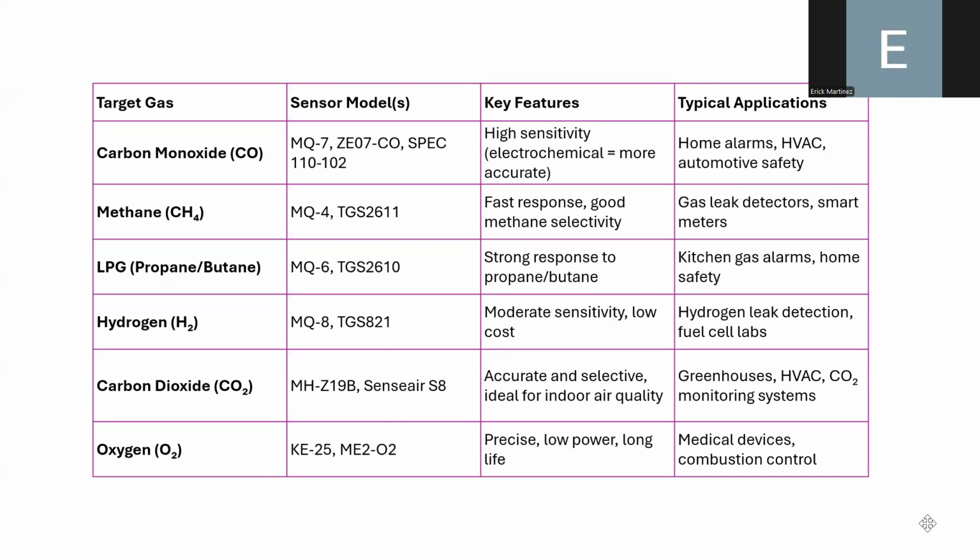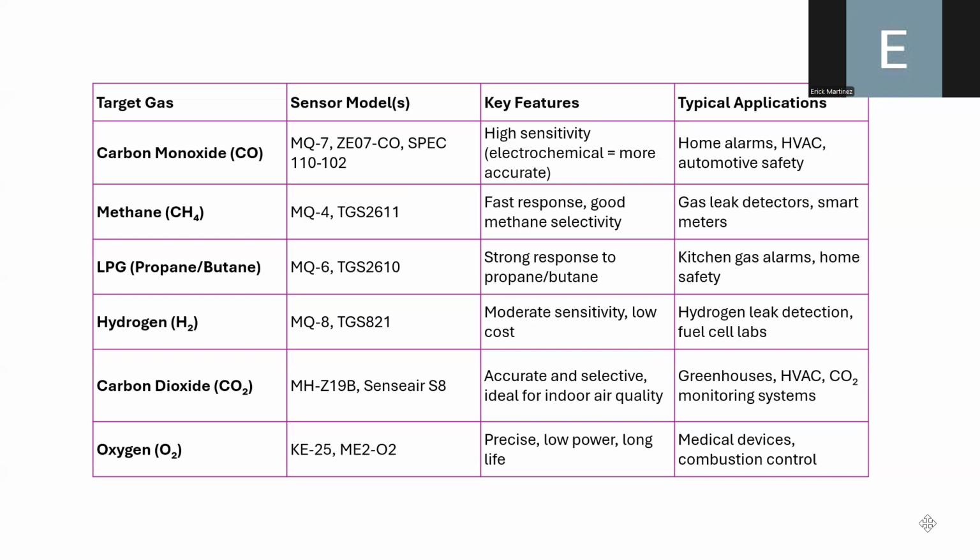So here in this table, I am showing you a list of sensors. For example, here is a sensor for detecting carbon monoxide. Here is the model of the sensors that you can buy, its main features and the typical applications. You don't need to memorize this table, but I am showing it so that you have a reference for which sensor model you can use to detect certain gases, and in which applications you can encounter these sensors.